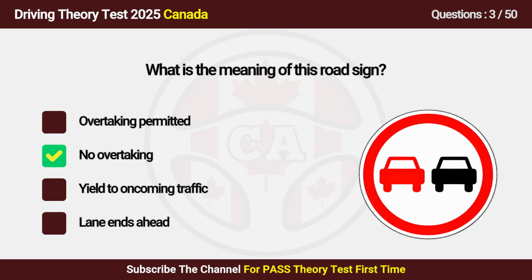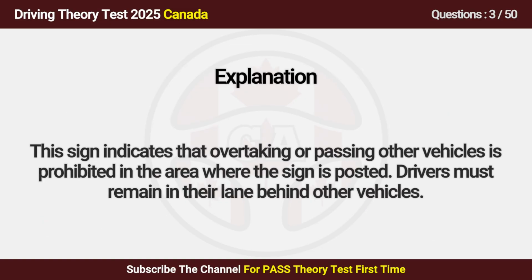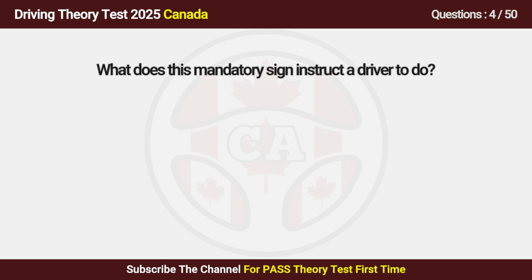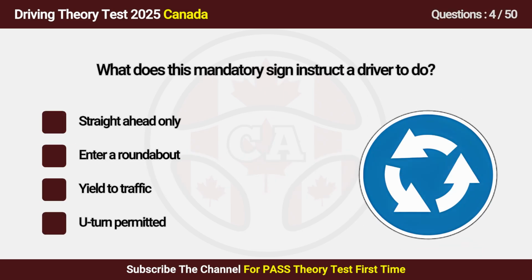Answer is B. No overtaking. This sign indicates that overtaking or passing other vehicles is prohibited in the area where the sign is posted. Drivers must remain in their lane behind other vehicles. Question 4. What does this mandatory sign instruct a driver to do?